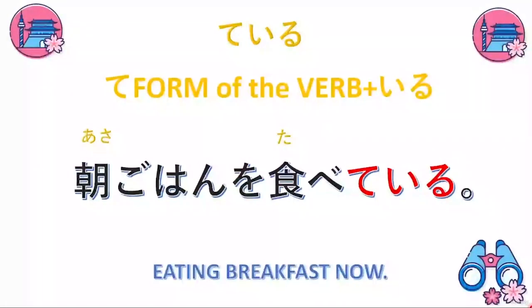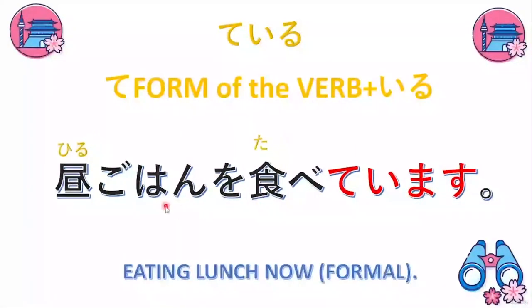So let's take a look at the sentence so we would figure out when do we use it. So 朝ごはんを食べている. So eating breakfast now. 朝ごはんを食べている, in the process of eating right now. Yes? Very good. Okay, or we can say 昼ごはんを食べています, eating lunch now, but if we use ています not ている it would be more formal. ている you can use among your friends, but ています is a bit more formal.